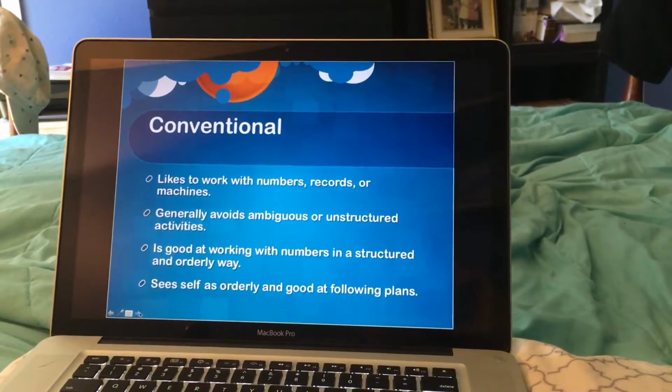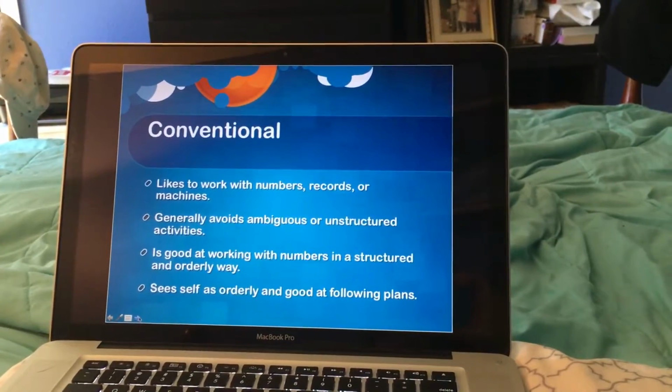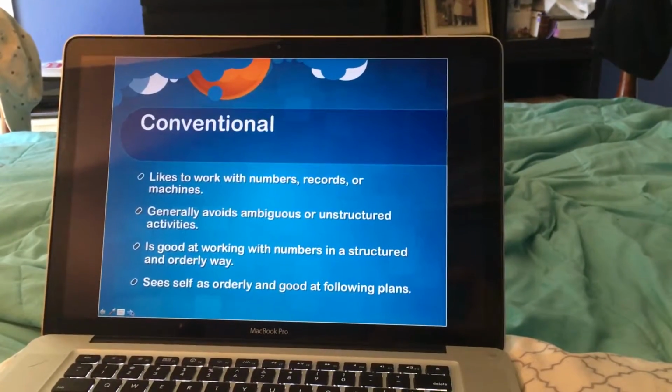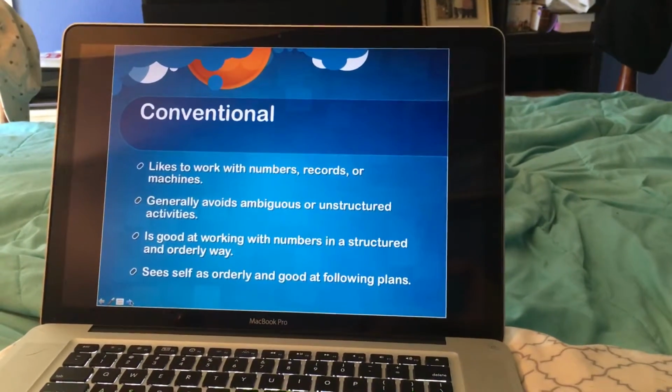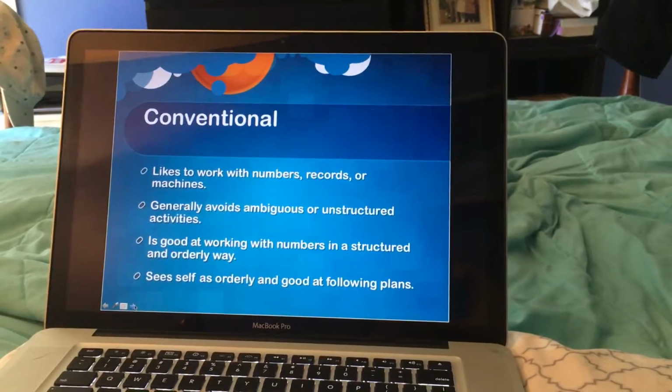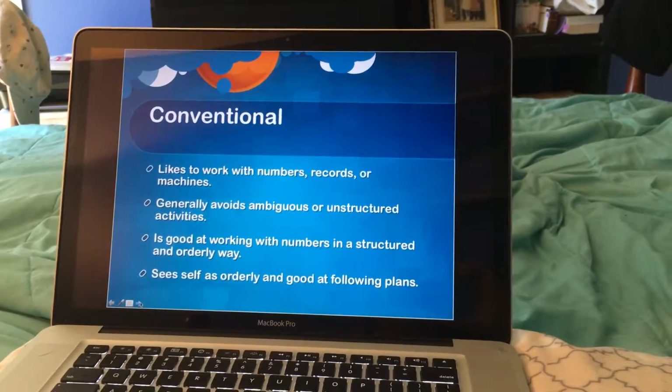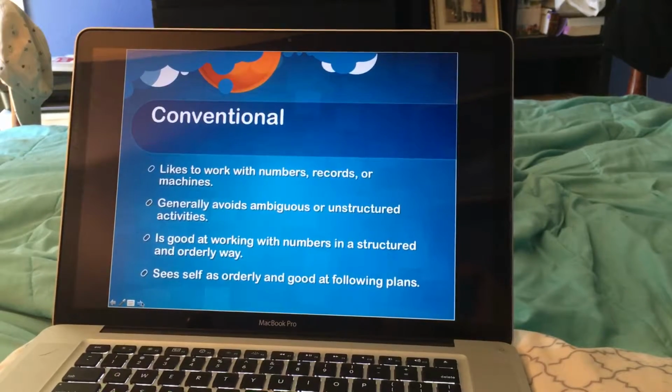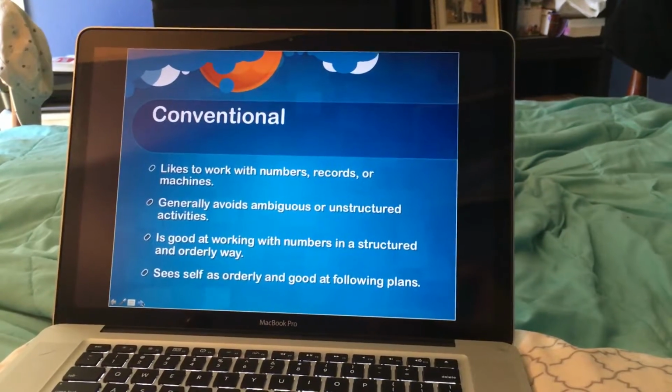Conventional. They like to work with numbers or records or machines. They like to stay within the lines. They follow the rules. They generally avoid ambiguous or unstructured activities. They're good at working with numbers in a structured and orderly way, and good at following plans.